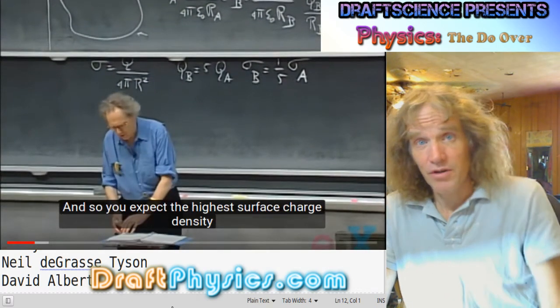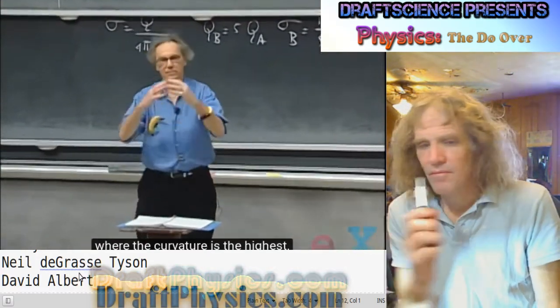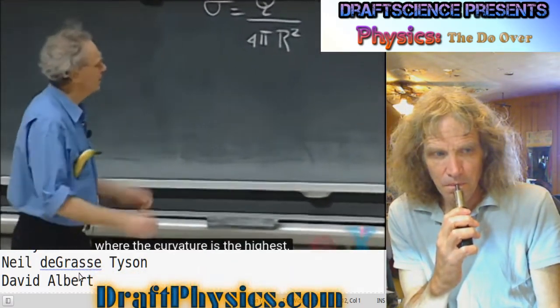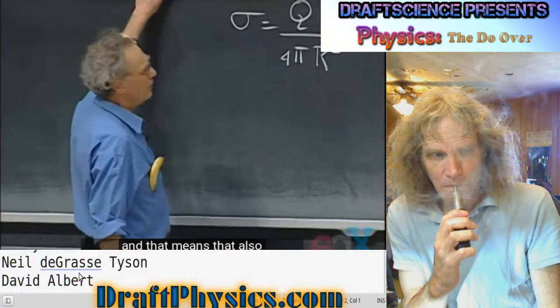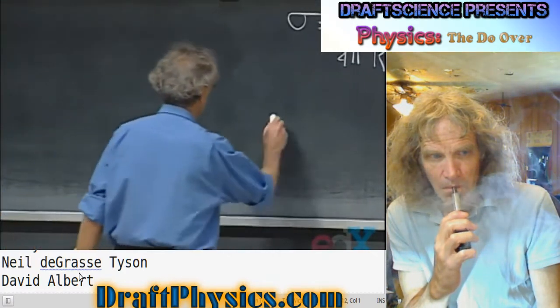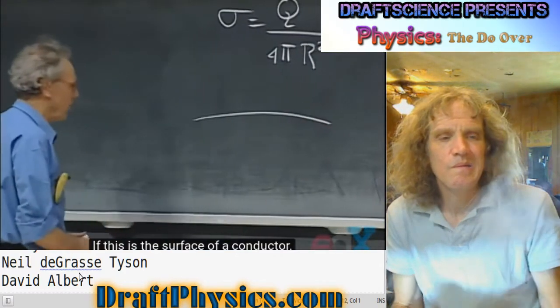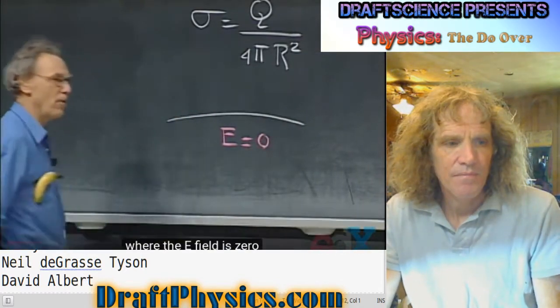So you expect the highest surface charge density where the curvature is the highest, smallest radius, and that means that also the electric field will be stronger there. That follows immediately from Gauss's law. If this is the surface of a conductor, any conductor, a solid conductor, where the E field is zero inside of the conductor.